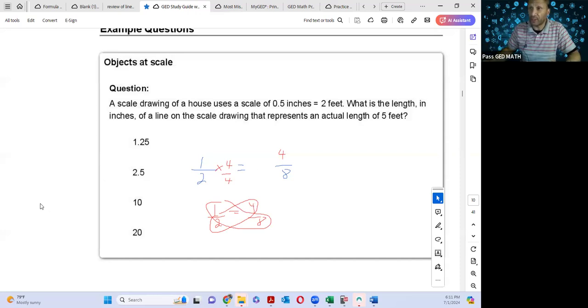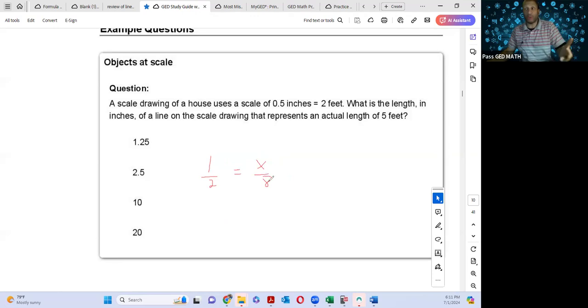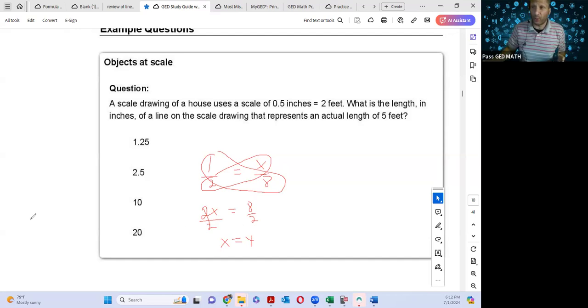Now, say you didn't know that that was 4. It's 1/2 equal to x/8. Now we set it up algebraically. We don't look at it as an equivalent fraction. 2 times x is 2x. 1 times 8 is 8. Remember, they're set equal to each other. This is a one-step algebraic equation, so we divide both sides by 2, and we get x equal 4. So that's what I mean by what a ratio is and what a proportion is.